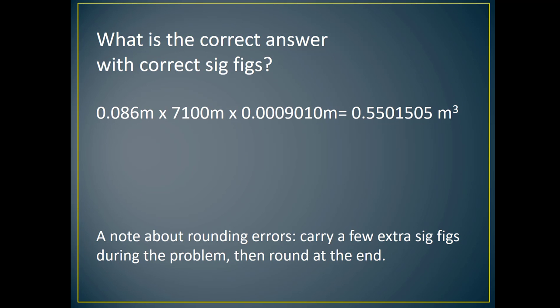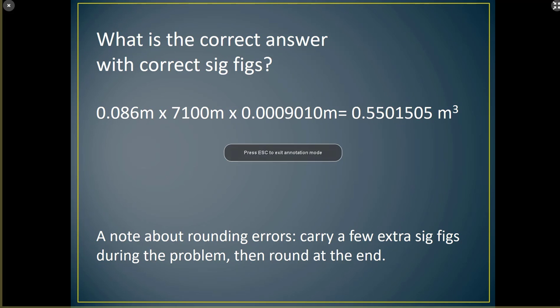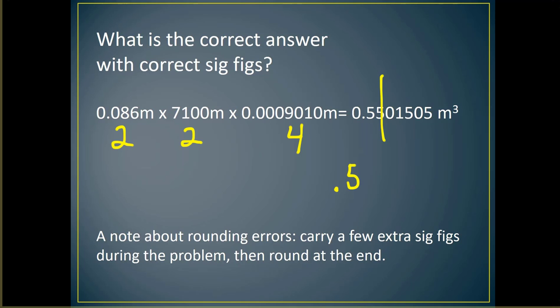So let's have you try with this example. So what is the correct answer with the correct number of sig figs? Go ahead and stop the video and then try to figure it out and then come back. Okay, we're back. So let's look at the first number. The first number has 2 sig figs. The second one has 2, and the last one has 4. So again, go with the least degree of accuracy, which is the 2 sig figs. So I'm going to cut my answer off right here, and my final answer will be 0.55 cubic meters. And that 0 that's at the beginning, that's just a little placeholder. So this only has 2 sig figs.